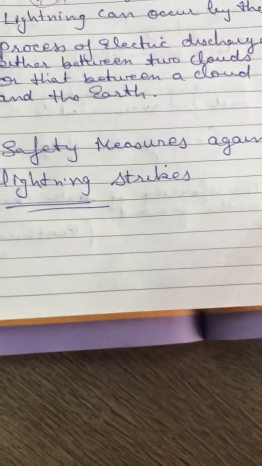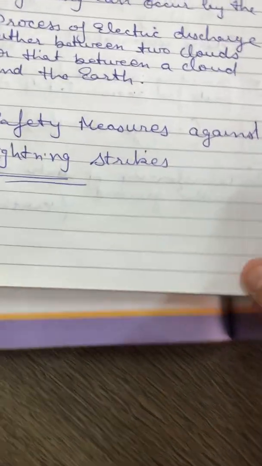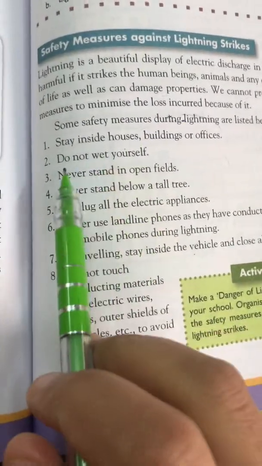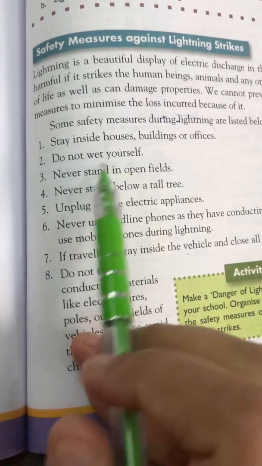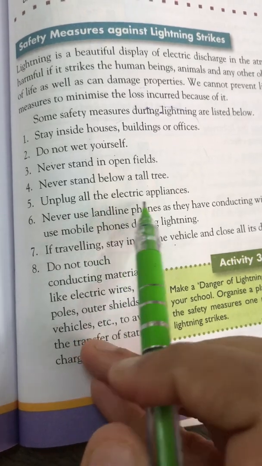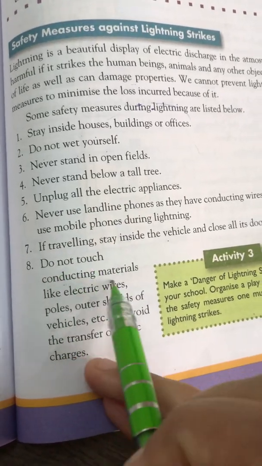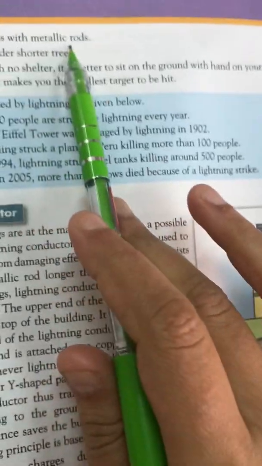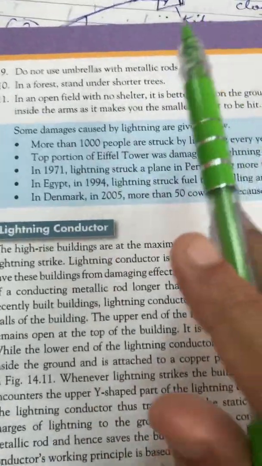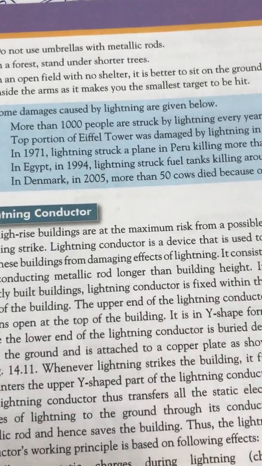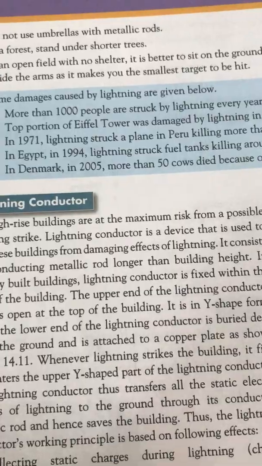Next we have the safety measures against lightning strike. What are the safety measures we should know? Stay inside during lightning, don't wet yourself, never stand on the open field, never stand below a tall tree, unplug all the electrical appliances, do not touch conducting material. So these are the precautions we should use during lightning. Don't use an umbrella with a metallic rod. You know the causes, because we know that the static charge will transfer from one object to another and itself discharge and charge the object.